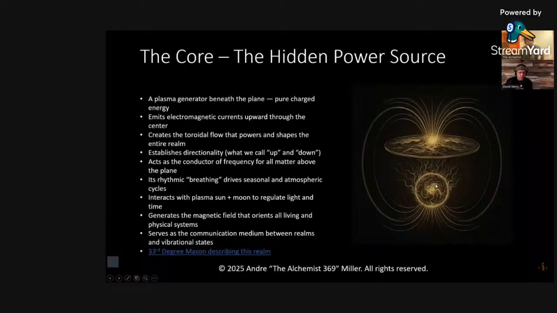So the core is like the hidden power source. This is the glue of this entire realm, the entire construct. Everything is generated from this core. And it's made of plasma. I don't know how familiar you are with plasma, but plasma is crazy. It's the fourth state of matter.